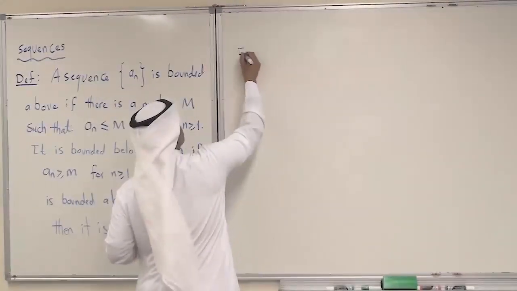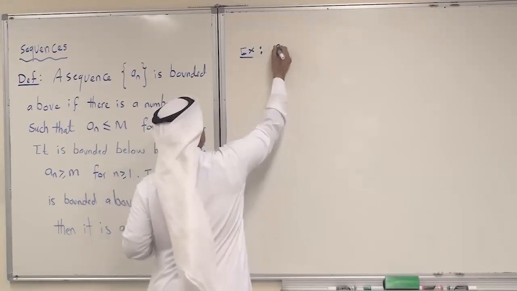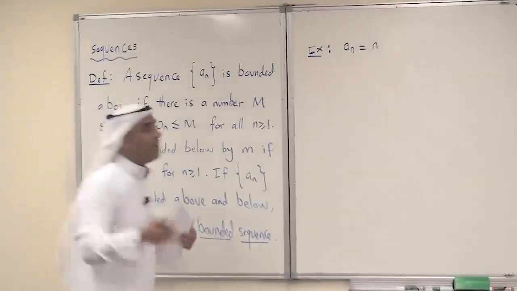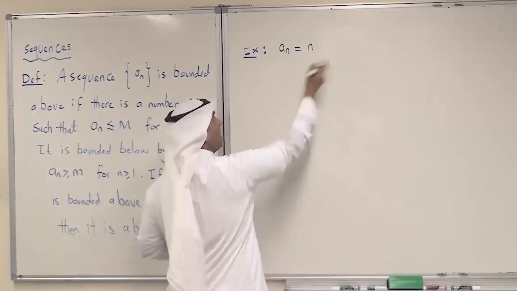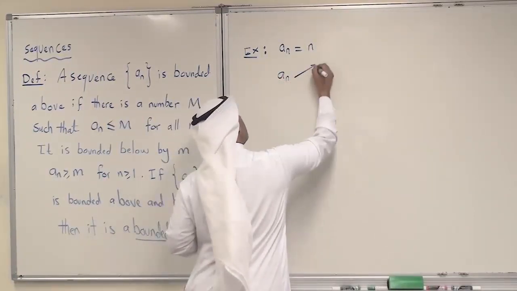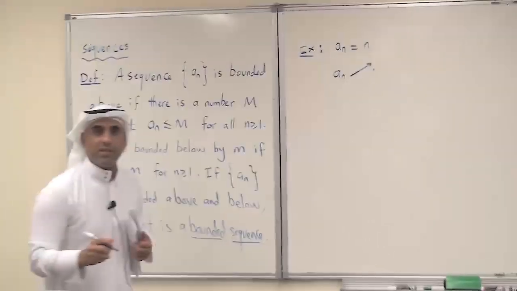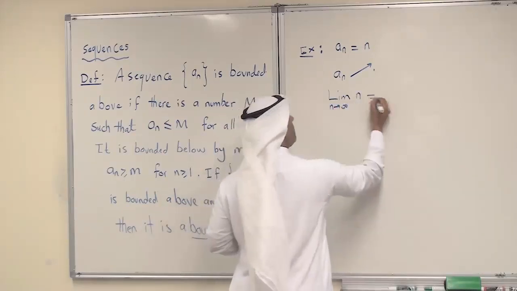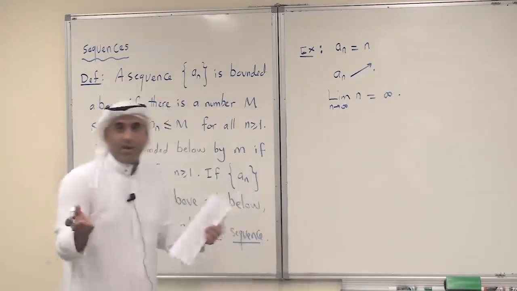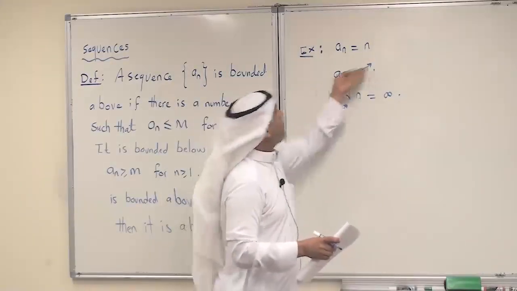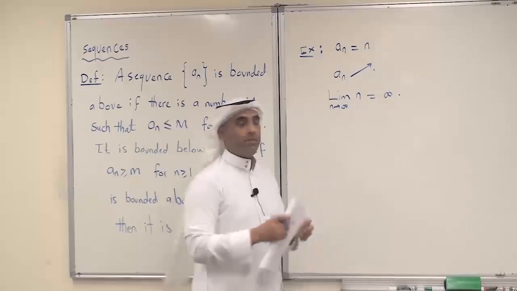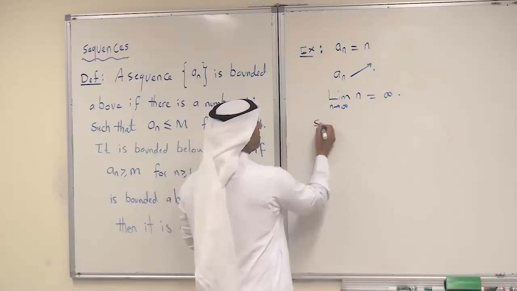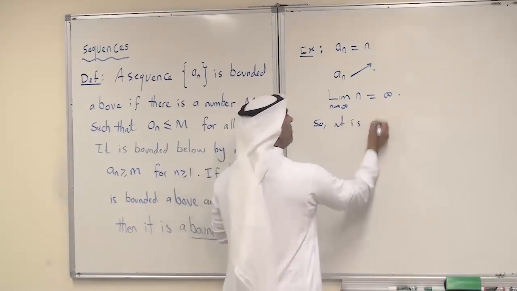Look at this sequence here. We have a_n, I define a_n to be just n. What can you say about this sequence? This sequence is increasing. Why? Because clearly a_(n+1) is greater than a_n. The question: what is the limit of the sequence? Clearly the limit as n goes to infinity of n is infinity, so it is divergent. So being increasing, being monotonic, is not enough to say that this sequence is convergent. Okay, fine. Another example.